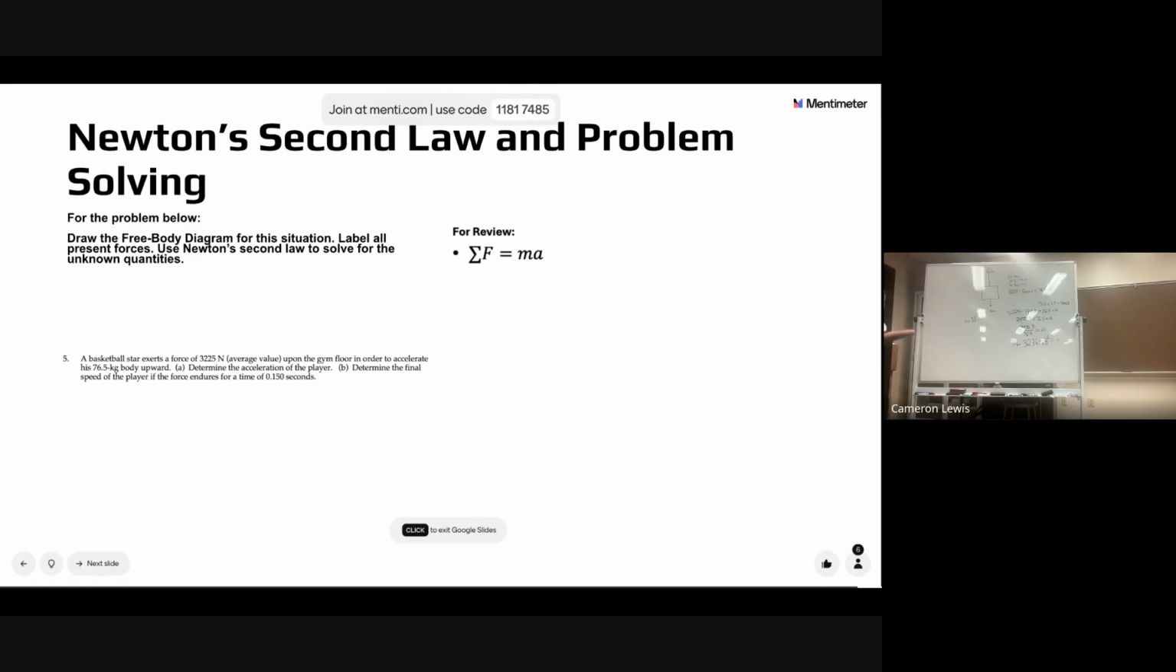Exactly. So now we have initial velocity and we have a final velocity. So now there's change in velocity. And how do you measure change? You measure from the start to the finish, or you could do it the other way, from the finish to the start.